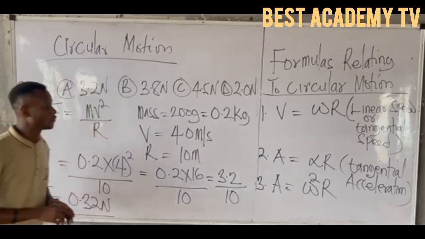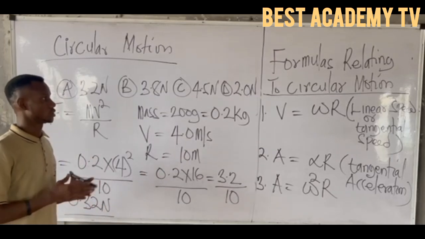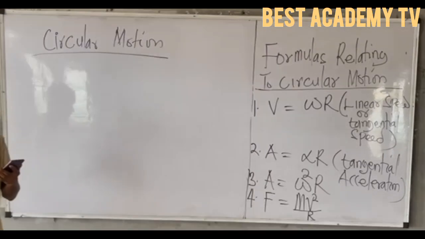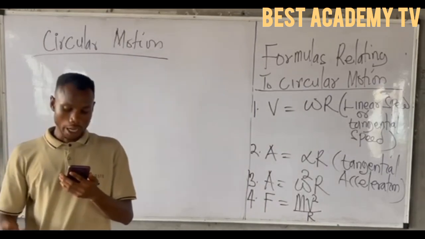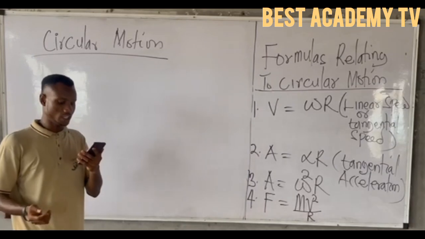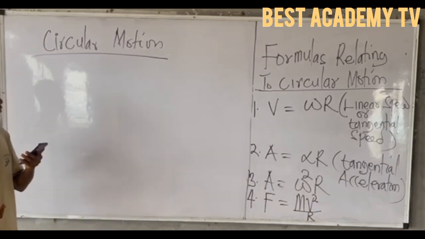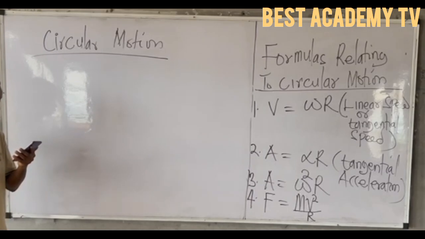Okay. Now let's solve the next question relating to formulas on circular motion. Let's take example 2 here. Example 2, please. An object of weight 150 newtons moves with a speed of 4.5 meter per second.